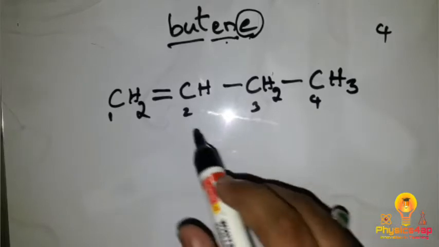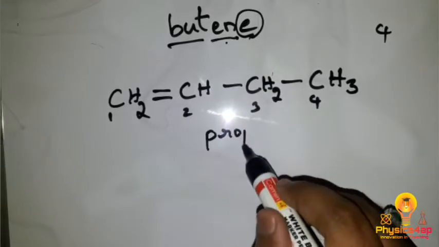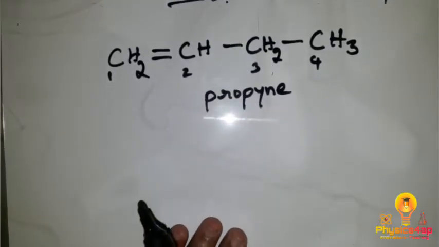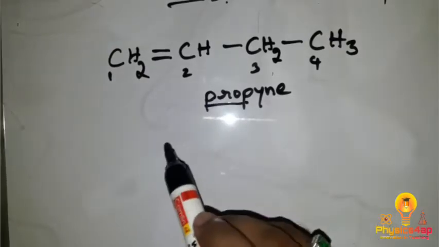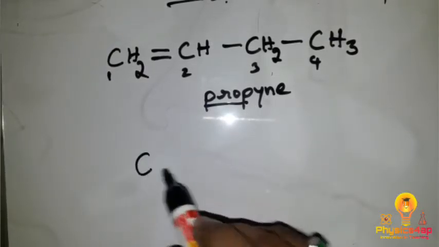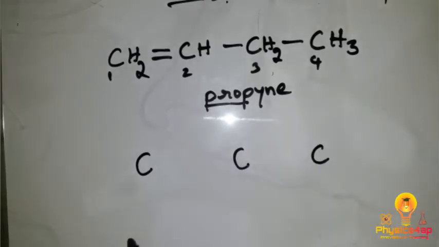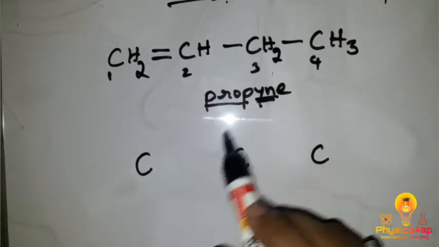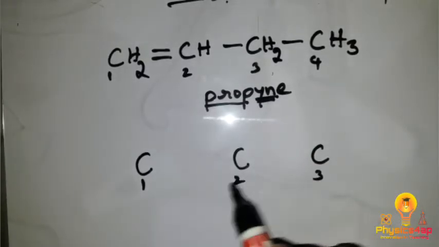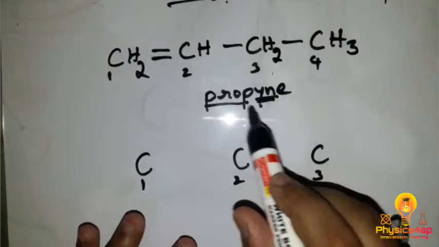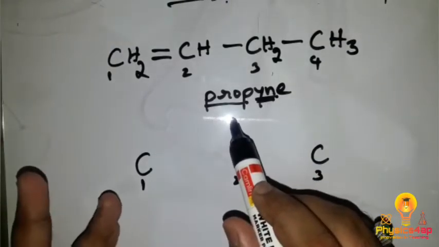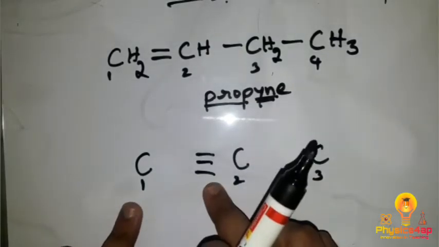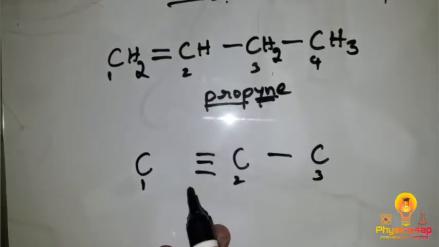Let's take another example, propyne. Let us draw the structure for propyne. Prop means 3 carbons. Let's draw it: 1, 2 and 3. And "yne" represents the triple bond. As there is no number over here, you have to place it at the first position. So the triple bond is at the first place, and the remaining is a single bond.